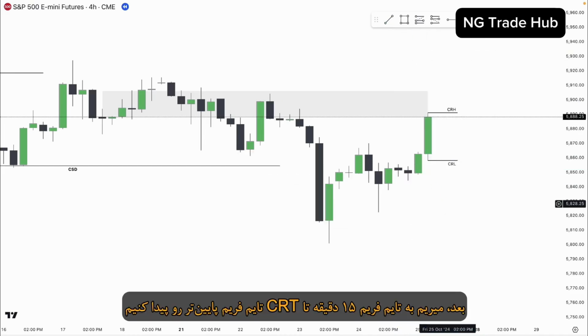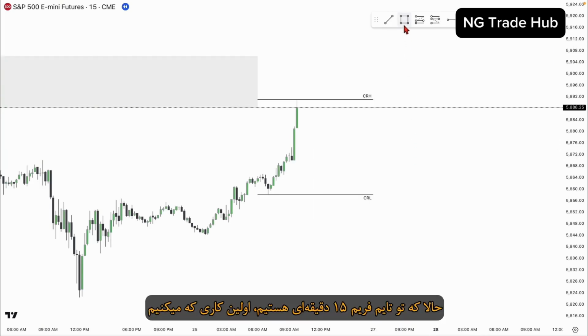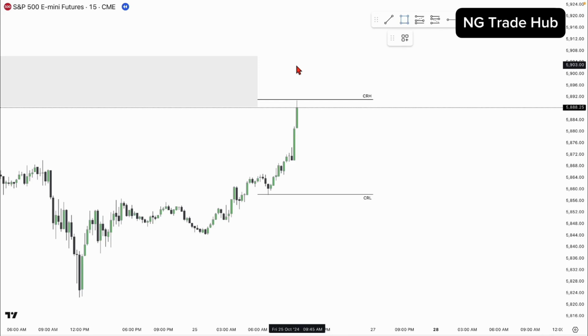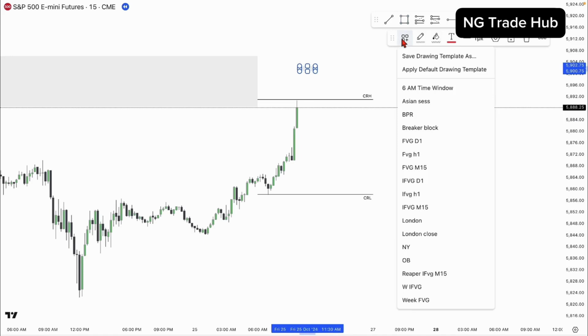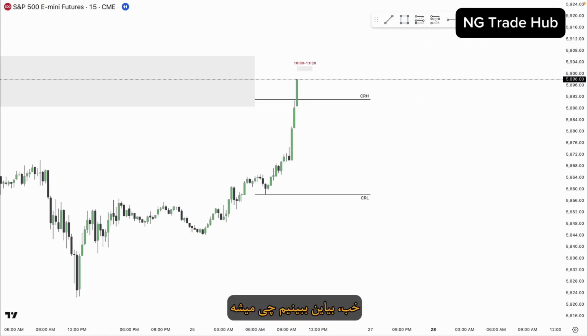Next, we switch to the 15-minute time frame to find the lower time frame CRT. Now that we're on the 15-minute time frame, the first thing we'll do is mark our time window, which is from 10 a.m. to 11:30 a.m. So, let's see how this plays out.